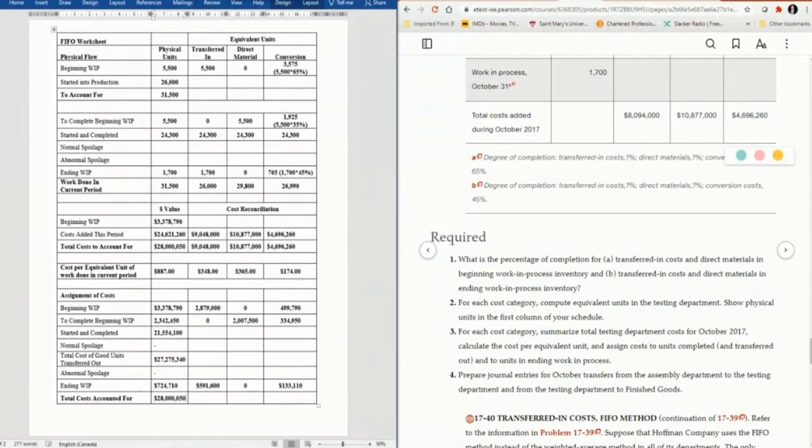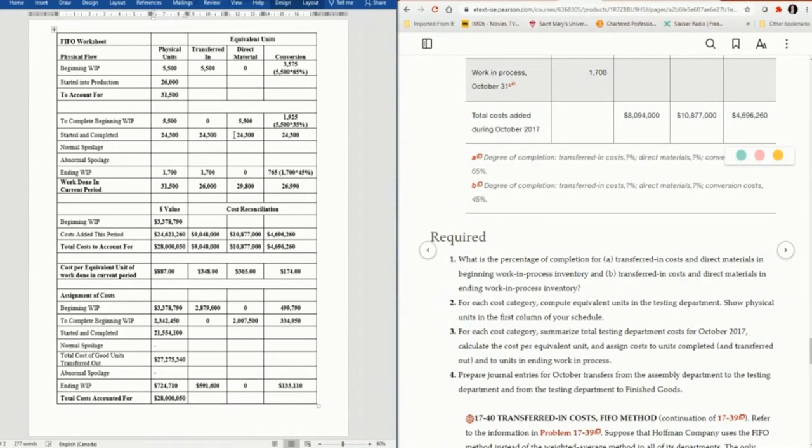The blank template I've posted to Brightspace. The suggested solution is exactly the same as what's published by the publisher of the textbook. I just laid it out slightly differently. But it all comes down to the same thing.